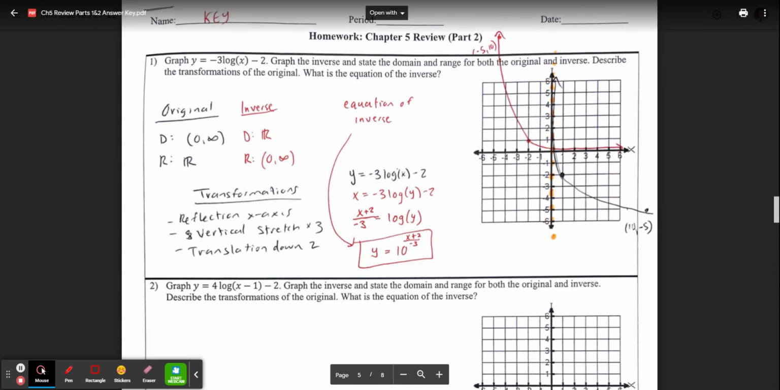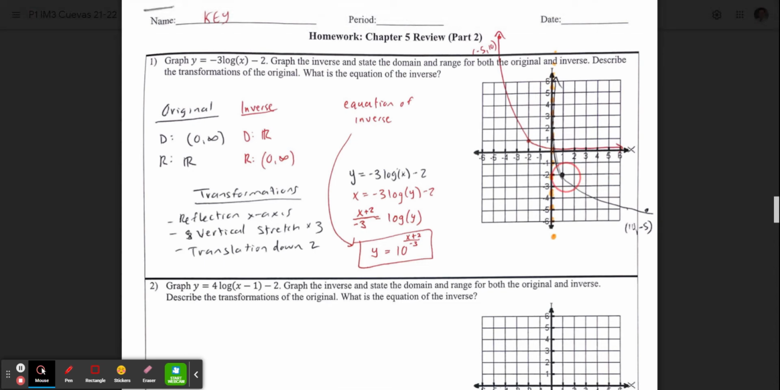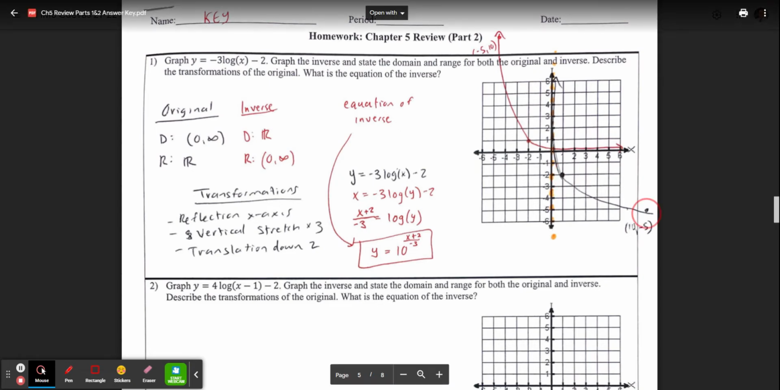The inverse, all you have to do is flip. So if this is (1, -2), the other point is going to be (-2, 1). Flip the x and the y. Same thing for this one. It's going to be (-5, 10) over there. Flip the x and the y. Transformations: first it's going to reflect on the x-axis, and then vertical stretch of 3, and then translation down 2.